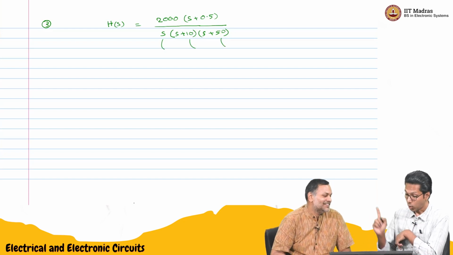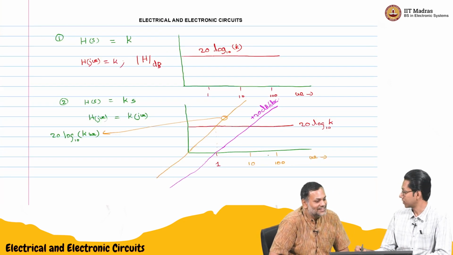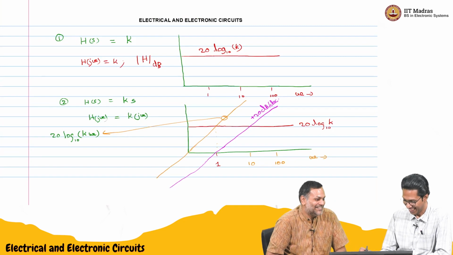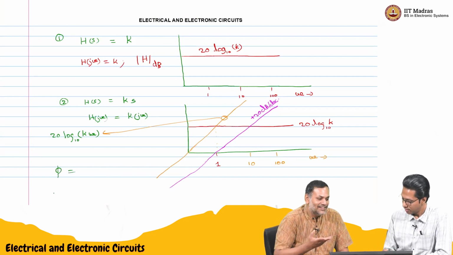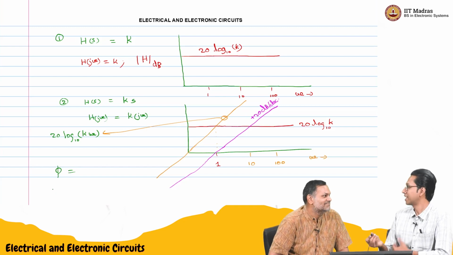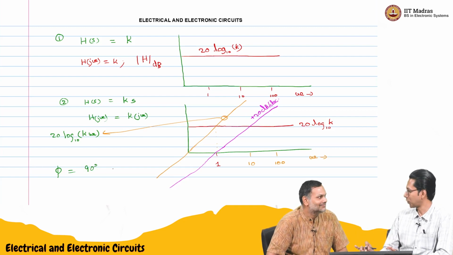Also, that reminds me, for the previous one, we did not draw the phase plot. We should. So the phase here will be 90 degrees, always, because it was j omega. So it's 90 degrees throughout for all frequencies. So we are not plotting that. No need to plot it.